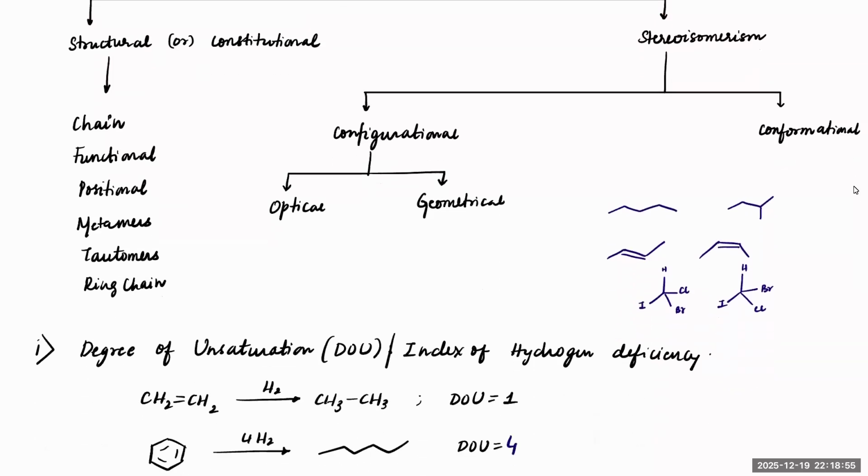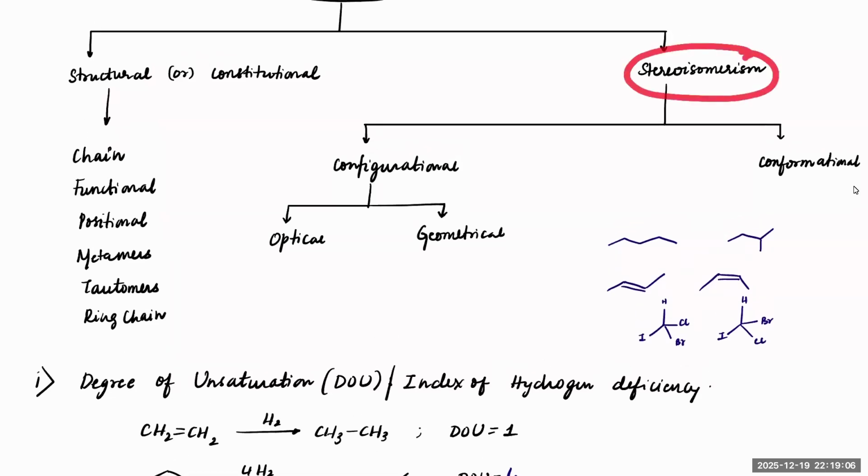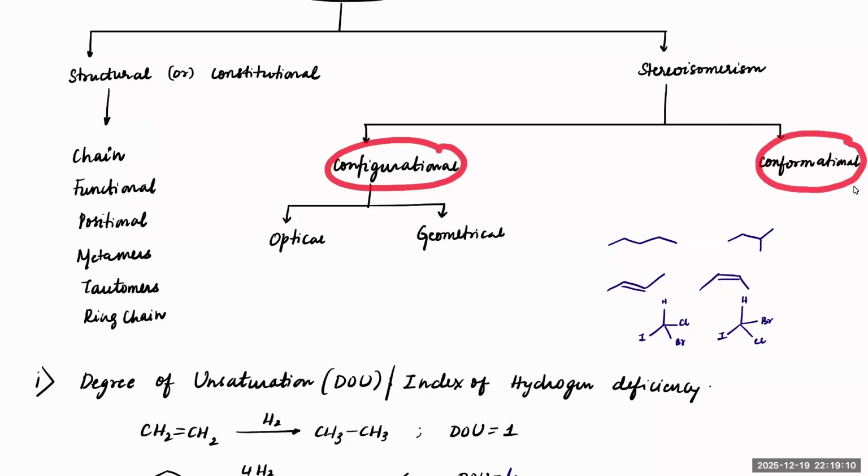Within structural isomerism, we have various kinds, which are chain, functional, positional, metamers, tautomers, and ring-chain isomers. While in stereoisomerism, again we have configurational and conformational. Configurational is again categorized into two forms, optical isomers and geometrical isomers.